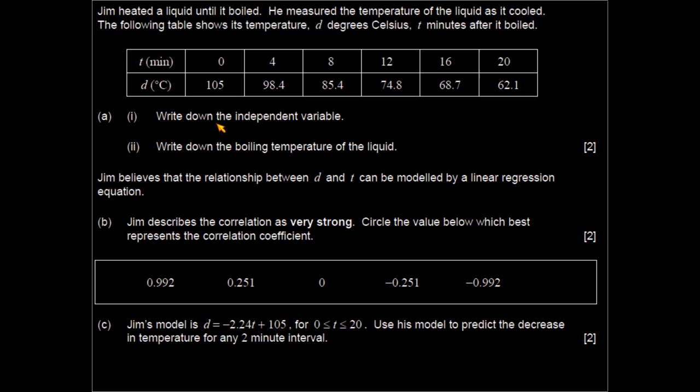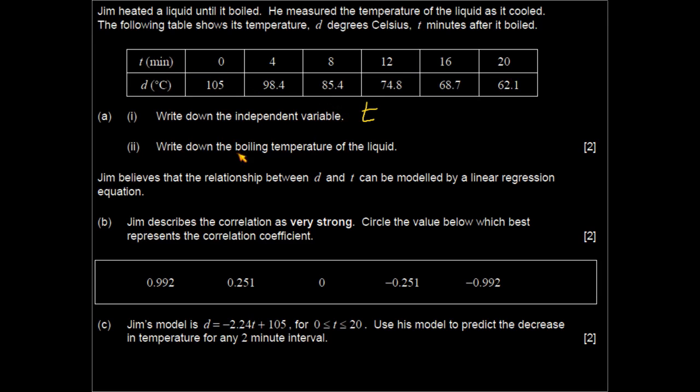First question says write down the independent variable. The independent variable is the variable that we change, or that changes, and the dependent variable would be the one that we measure. So the independent variable, the one that changes, is T. The other one, D, would be the dependent variable, because this would be the one that we measure and see what happened.